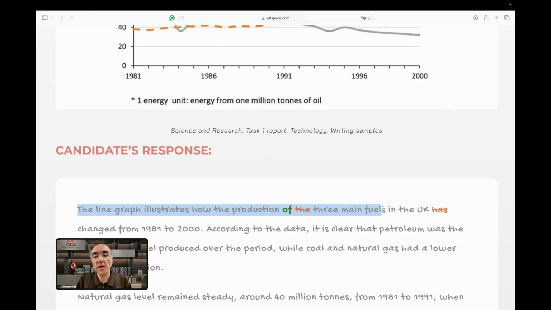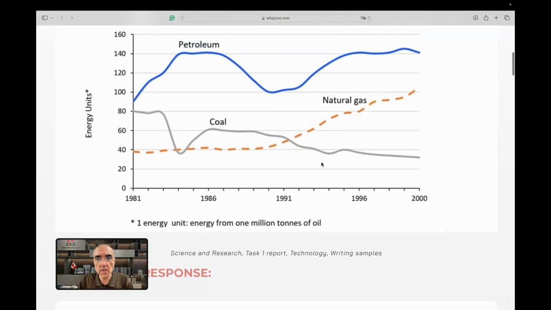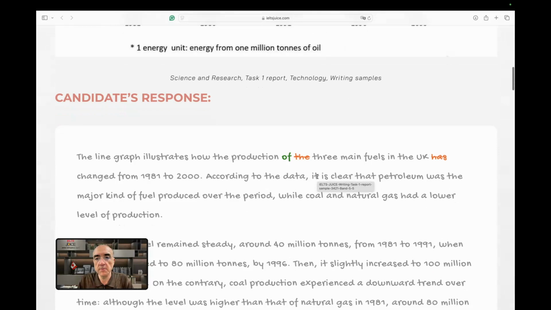We need to define what the three main fuel sources are. So until we fully say them, we fully define them, we need to wait. And we need to say that, okay, the production of three main fuel sources, namely A, B, C, namely petroleum, natural gas, and coal. All right. In the UK, has changed.